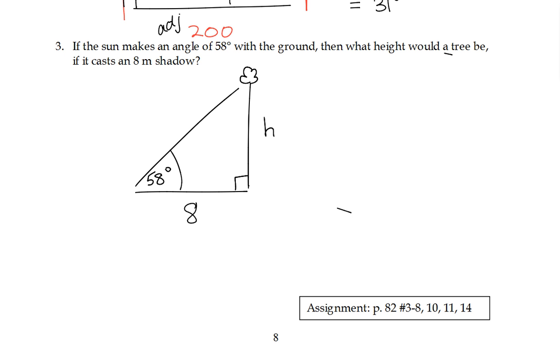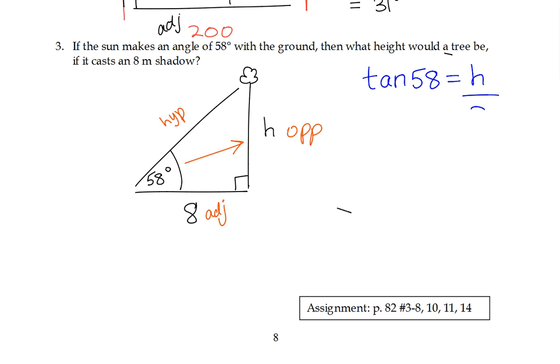Okay, I need labels. I need an equation. I need to execute. What's it going to be? Find the 90, go straight across from the 90, and so 8 has to be the adjacent. Have to be doing tangent again, good. What goes next to tangent? Good job, you guys. And then you have h over 8.